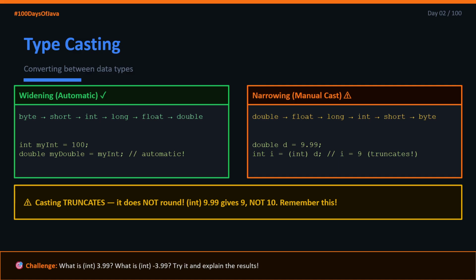Now coming to narrowing. Going from bigger to smaller. You have to do this manually and there is a risk of data loss. The most important thing to remember is that casting truncates, it does not round. Int of 9.99 gives you 9, not 10. The decimal part is just cut off. This is a very common mistake in interviews and examples. Now let's run the example for typecasting.